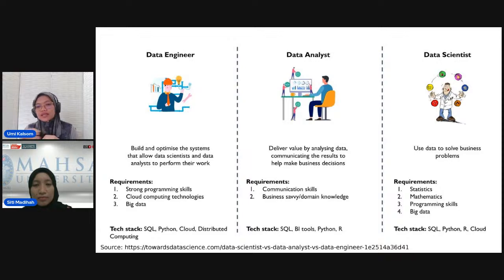So the tech stack is almost similar to a data analyst. They must know SQL, Python, R, and also cloud, because sometimes for big data we cannot analyze or develop machine learning on our local PC. Sometimes we need to use cloud as a software. I mean, we need to create a model in the cloud, and also sometimes we need an HPC, high performance computer, to create a machine learning model and also deploy the model.